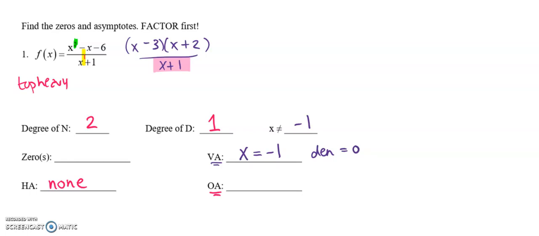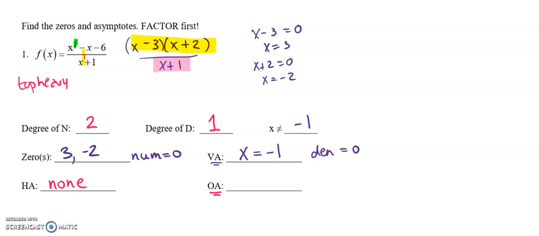And then we have the zeros. The zeros are where the numerator is equal to 0. So if we look at our numerator, when will that equal 0? When does x minus 3 equal 0? At 3. And when does x plus 2 equal 0? At negative 2. So the zeros are 3 and negative 2. If I change this question slightly and I asked you for the x-intercepts, you would say 3 comma 0 and negative 2 comma 0. Zeros are the x values, x-intercepts are written as ordered pairs.